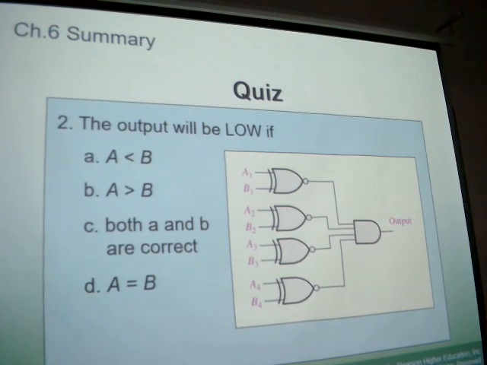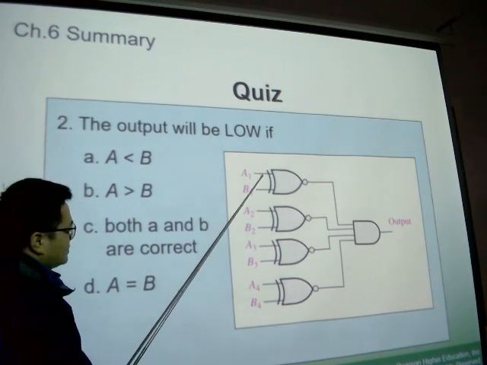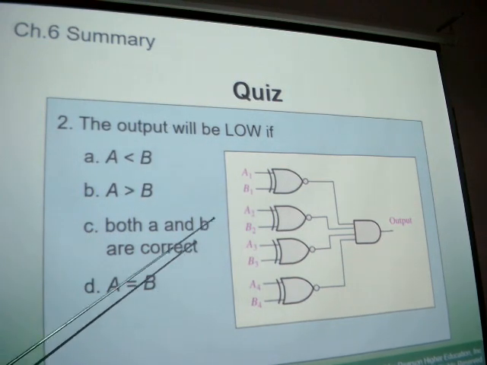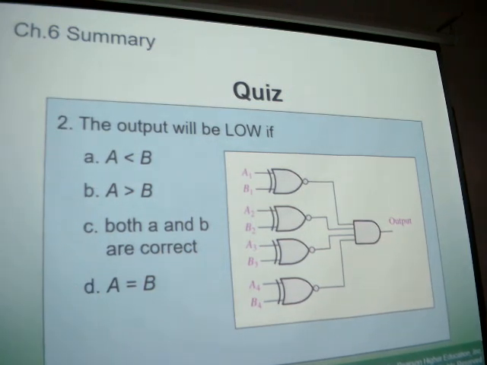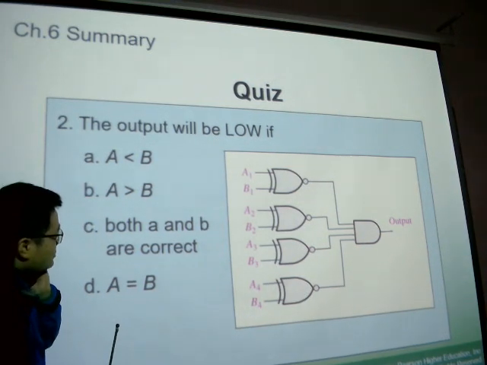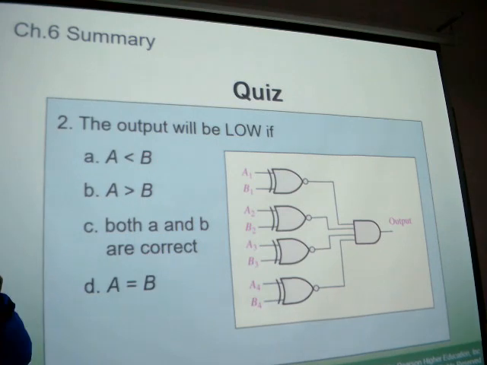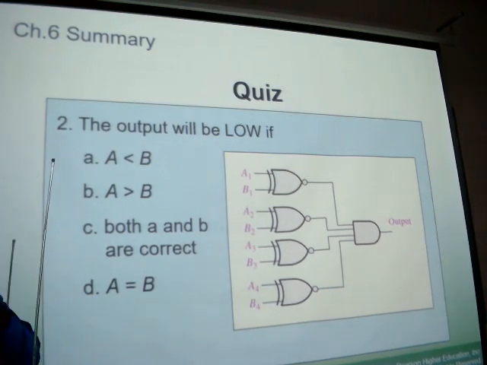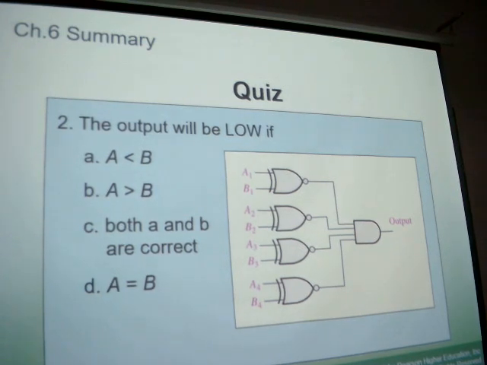Question 2: the output will be low if A less than B and A greater than B. XNOR gate. So see, A less than B and also A greater than B, it's not both, because this is one and this is the other. So the output will be low if A less than B and A greater than B. XNOR gate: if A1 is different from B1, then the output will be low.